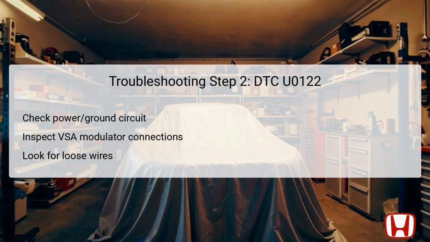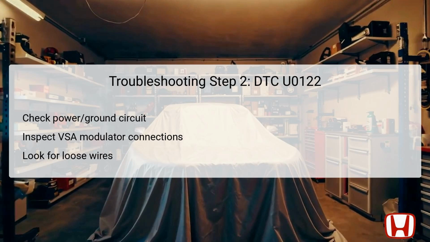The second troubleshooting step is to check the power and ground circuit of the VSA modulator control unit. This involves ensuring that the unit is receiving the necessary voltage and grounding to function correctly.